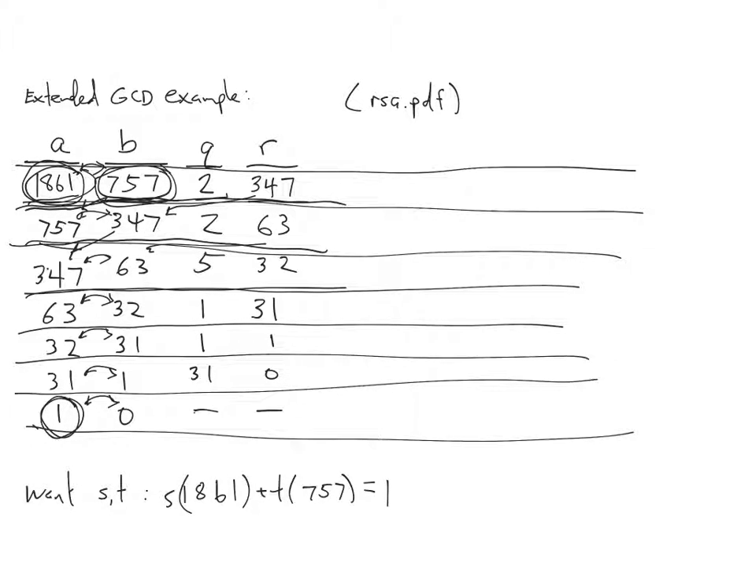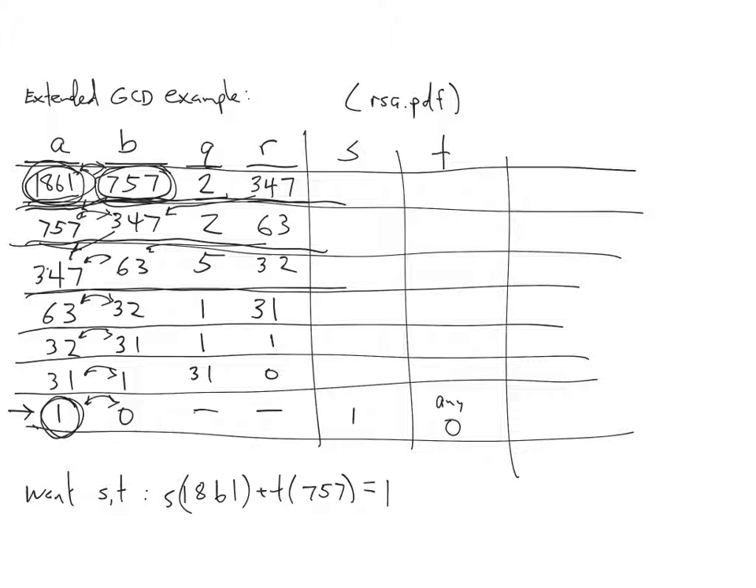Okay, so what we do is we work our way backwards. So we'll call this column S and this column T. So at the base case, it's trivial in this row to find them. So for example, I could take 1 and anything. So typically we take 0, because you can see that 1 times 1 plus anything times 0 is equal to 1, as desired.